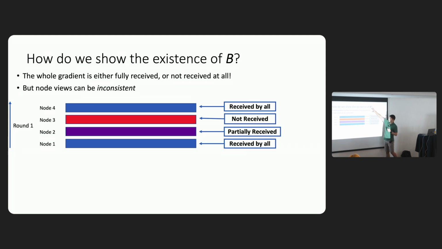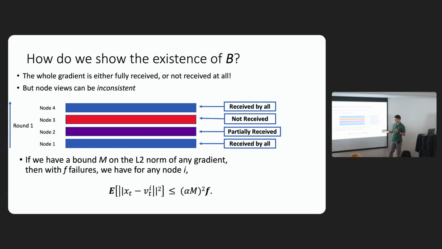How do we show that there exists such a B in the case of this kind of fault model? We'll just do it for a single round. Remember, this means received by all, partially received, received by all. Let's assume we are doing a single round. If we have f failures, what is v for a specific node in round 1? Modulo constants, it's the sum over gradients that it received in that round, correct?